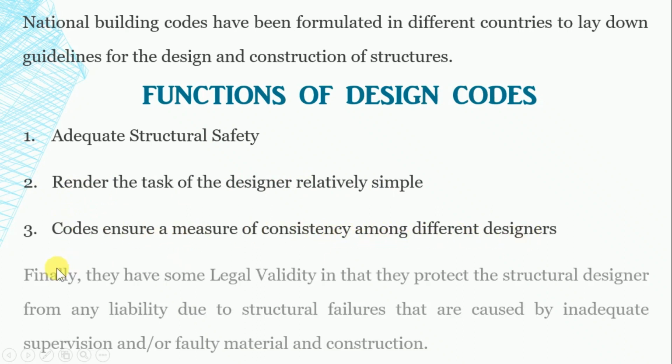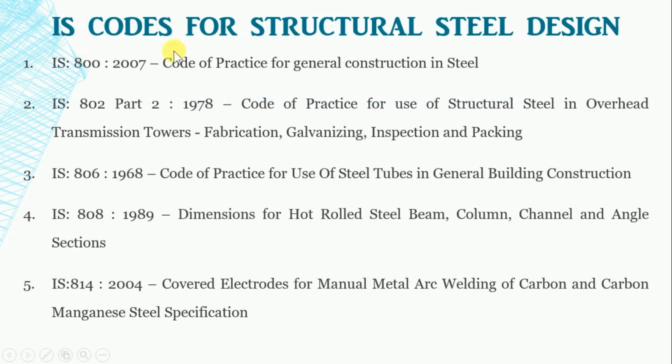Finally, they have some legal validity in that they protect structural engineers from any liability due to structural failures that are caused by inadequate supervision or faulty material and construction. These codes are periodically revised to bring them in line with the current research and often the current trends. So further, some of the IS codes used in structural steel design are as follows.